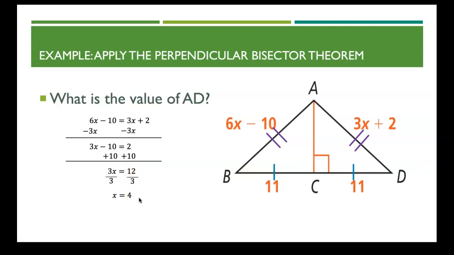The fun's not done yet, my friends, because we solved for x, but that question wanted us to solve for AD. So what I need to do next is take that 4 and plug it into the equation and solve for AD. So 3 times 4 is 12, plus 2 is 14. AD is equal to 14.